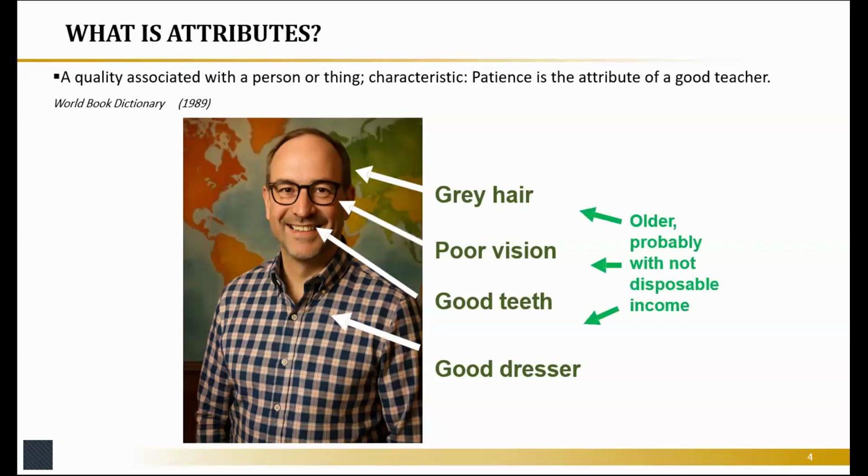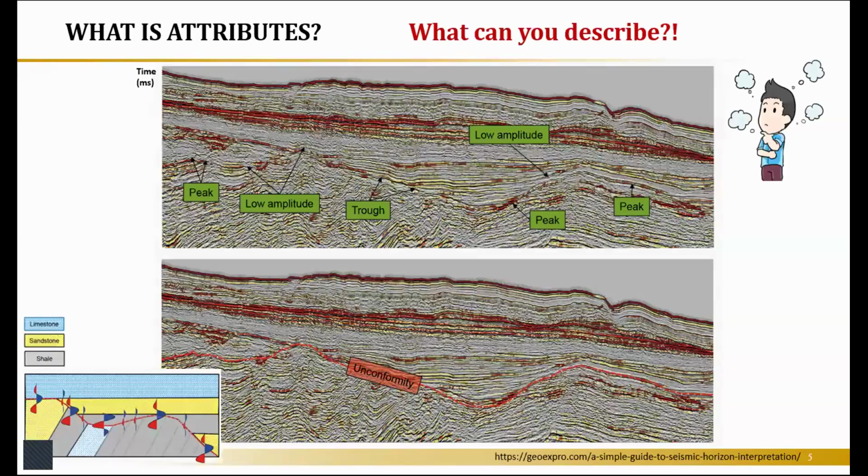After we describe, we are going to do our interpretation. You describe something and then you do the interpretation. This is what happens with seismic attributes. You have attributes, you describe them, and then you see what the indication of those seismic attributes is. If he has gray hair, maybe he's older, very old. Then poor vision, and also good teeth, good dresser. So absolutely he has a lot of money, so he's rich, right? This is our interpretation. The attributes in general are a quality associated with any person, thing, or character. Like patience is an attribute of a good teacher. So this is what attributes are.